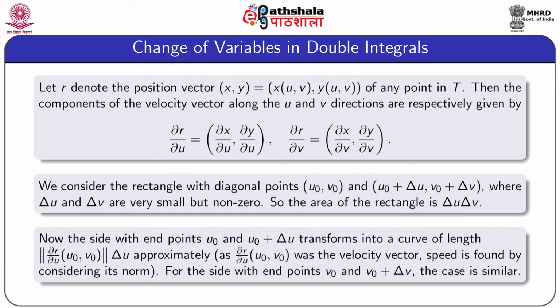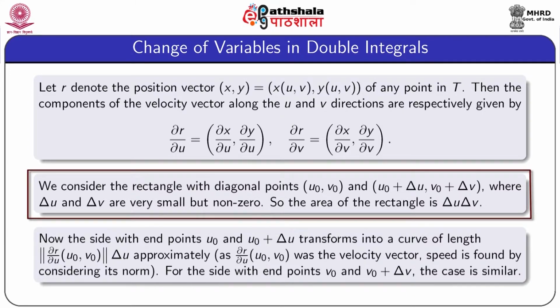Now, let r denote the position vector (x,y) equals (x(u,v), y(u,v)) of any point in T. Then the components of the velocity vector along the u and v directions are respectively given by del r del u equals (del x del u, del y del u) and del r del v equals (del x del v, del y del v).